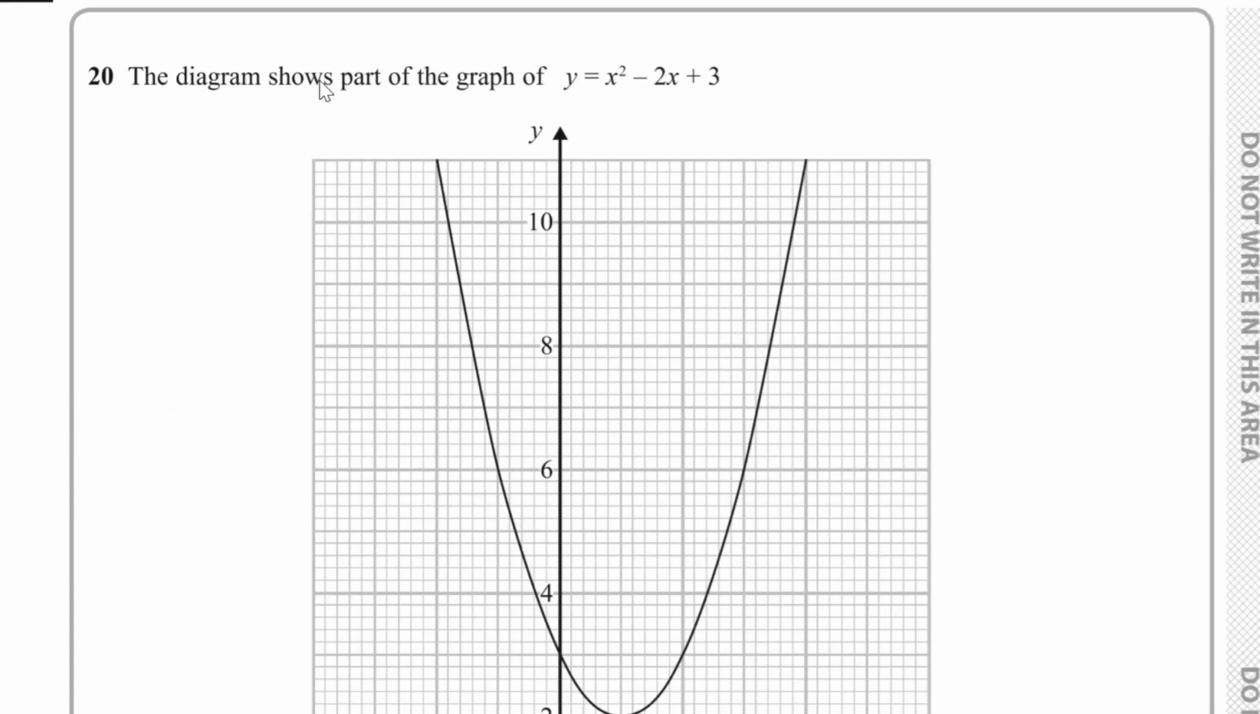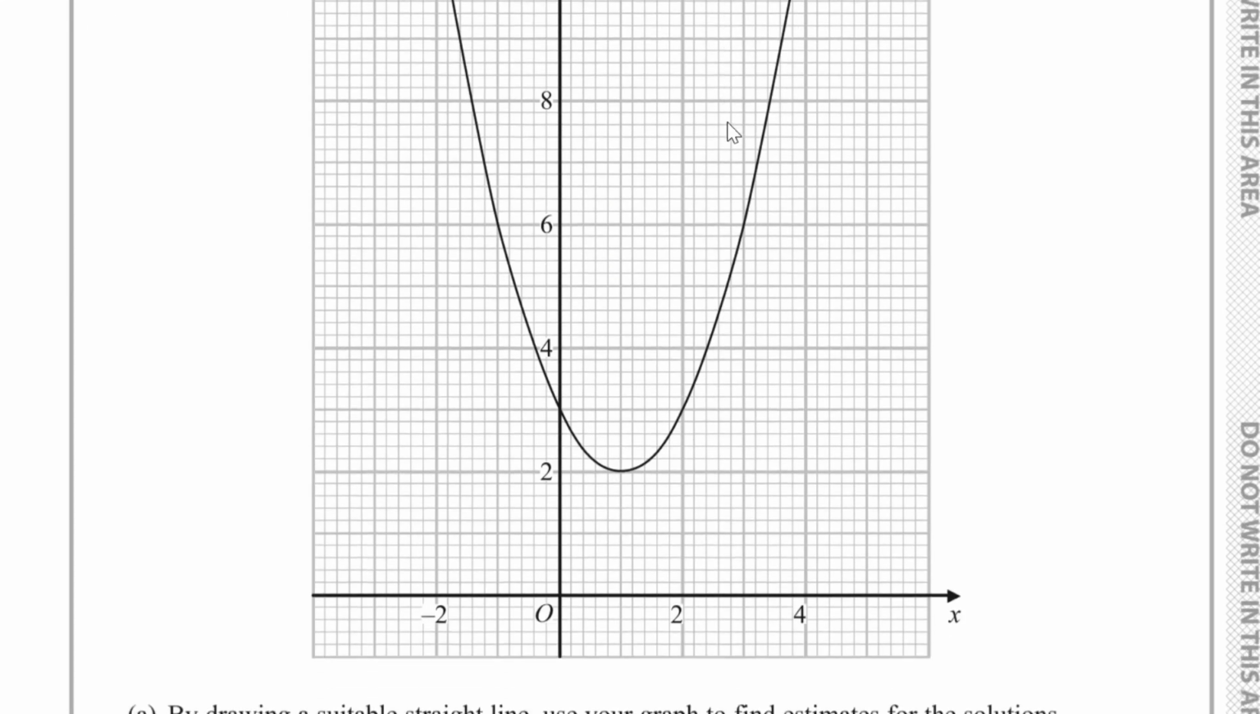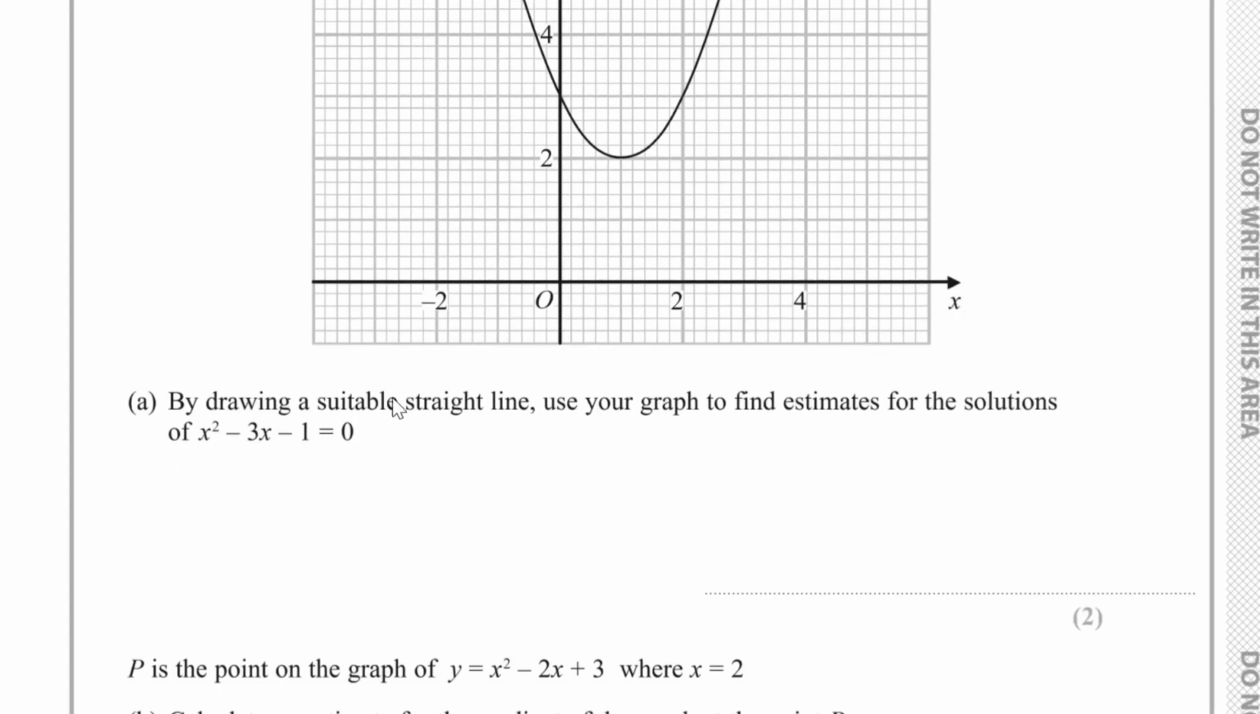Question 20. The diagram shows part of the graph of y equals x squared minus 2x plus 3. So that's what we see here. And by drawing a suitable straight line, use the graph to find estimates for the solutions of x squared minus 3x minus 1 equals 0.